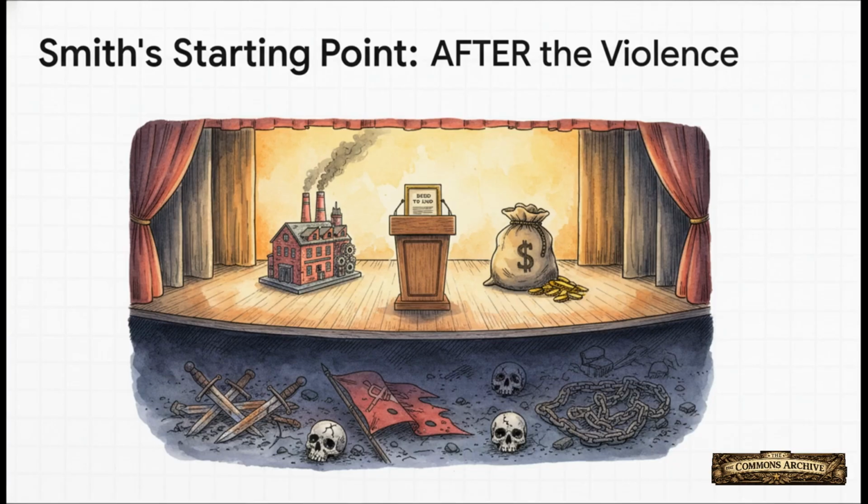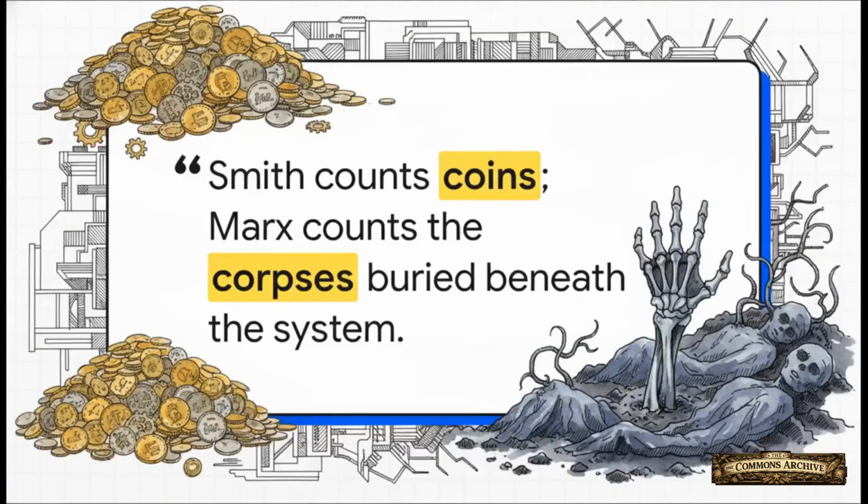He treats this history of conquest not as a series of events, but just as the natural, normal starting point for his calculations. And this quote from the source material just hits the nail on the head. It perfectly captures the difference in perspective. Adam Smith looks at the system and analyzes how it works. He's counting the coins. But critics like Karl Marx dig deeper. They ask about the history that made it possible. They're counting the corpses buried underneath it all. It's a profound shift in focus.